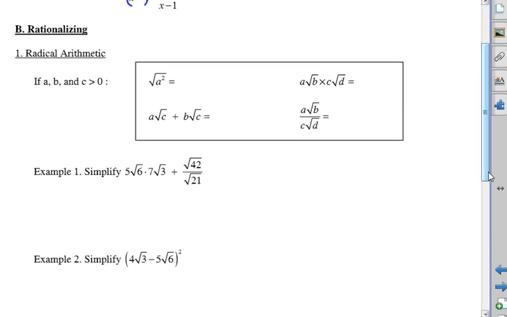Okay, so let's talk about radicals. What's the square root of a squared? A. If we have a root c plus b root c, what can we do if we have the same radicals with different coefficients? Add the coefficients. So this would be a plus b root c.